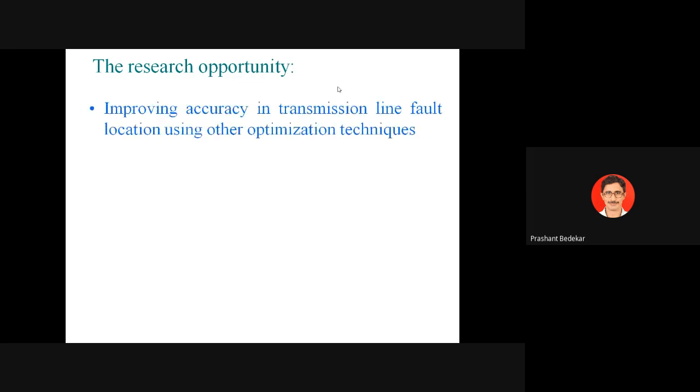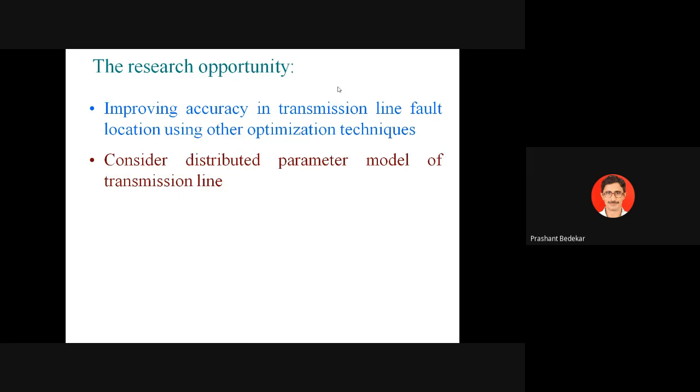What are the research opportunities in this? Is this the end? No topic is finished. You pick up any topic and it definitely has some research opportunity. You can think of improving transmission line fault location using other optimization techniques. I have used four; you can use other four.